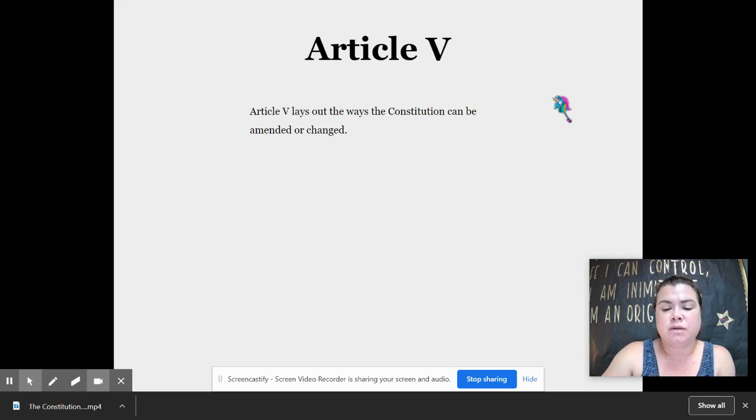So it talks about in Article 5 how to change the Constitution, or to amend it, which includes two-thirds of both houses deeming it necessary. They'll propose an amendment to the Constitution, and then they would vote on that, okay? There's a whole lot of other things in play here, but for the most part, to amend the Constitution is very difficult, and it does take a lot of time and purpose.